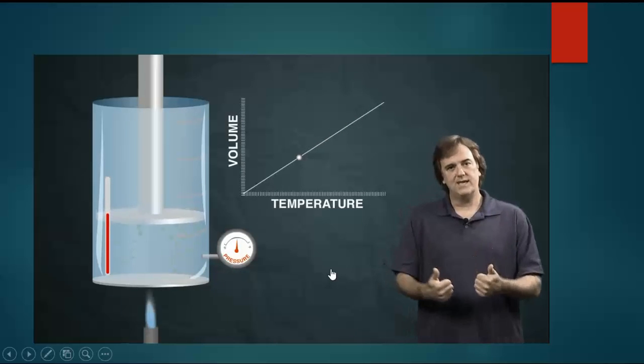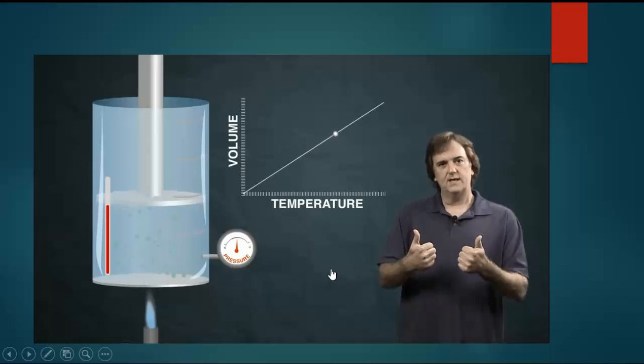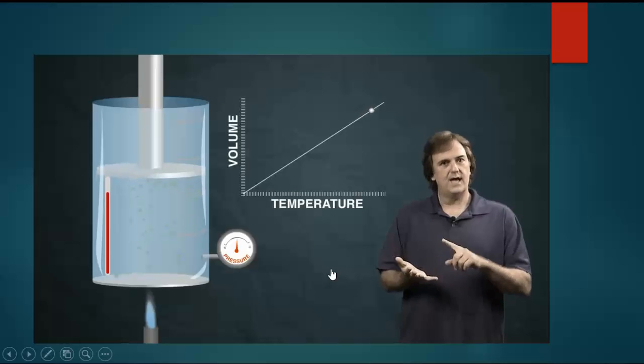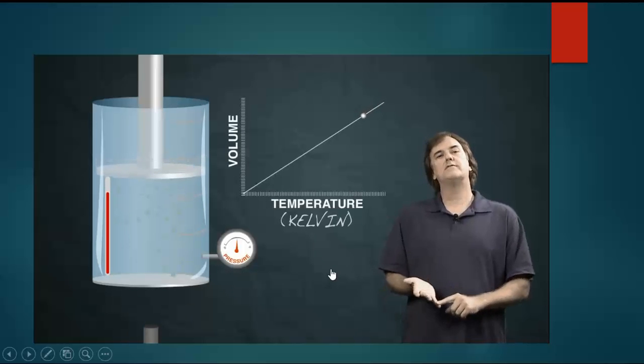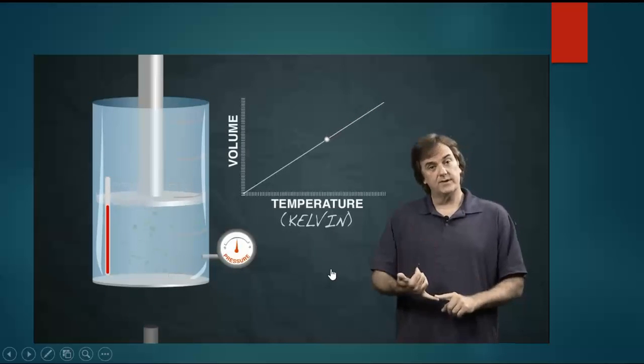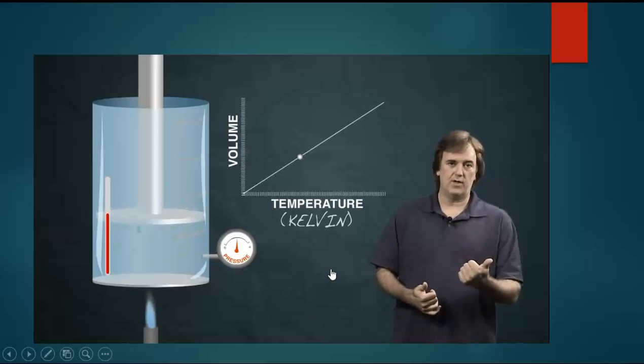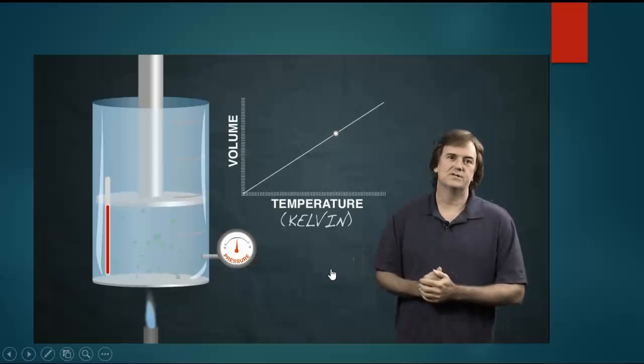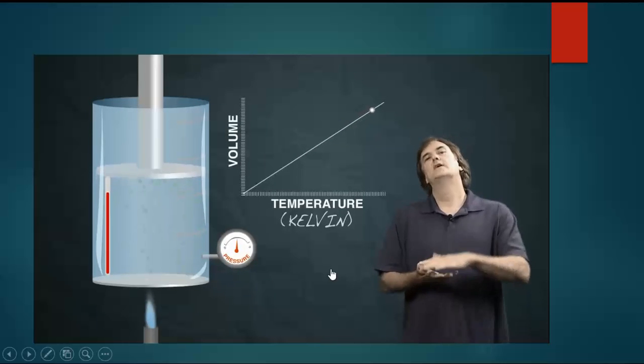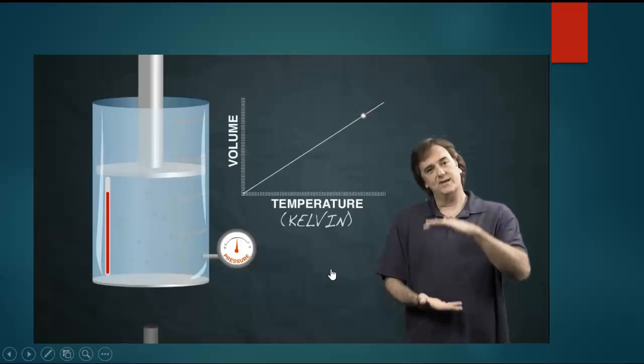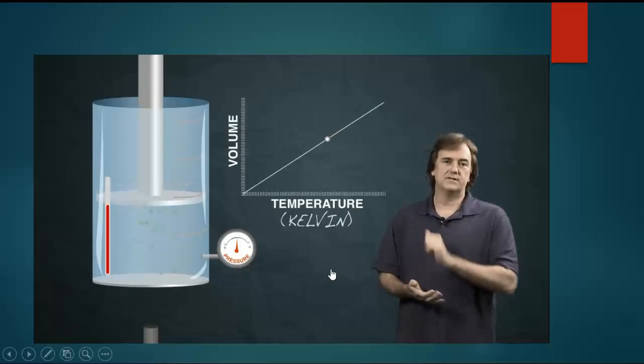And if you want them to be directly proportional exactly, you got to use absolute temperature. So you use the Kelvin temperature. If you double the Kelvin temperature, you will double the volume. And this little illustration here shows you the volumes going up by twice and going down by half as the temperature does the same.